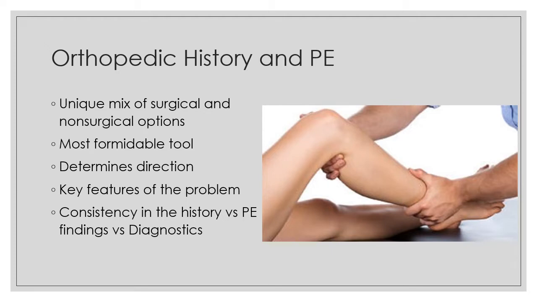So orthopedics is a unique mix of surgical and non-surgical options. The history is still the most formidable tool. History and PE is still the most formidable tool in an orthopedist's arsenal, and it helps determine the direction of either diagnosis or treatment. As I mentioned, it should feature the key features of the problem, and consistencies in the history should be checked with those findings in your physical exams and further verified by your diagnostics.